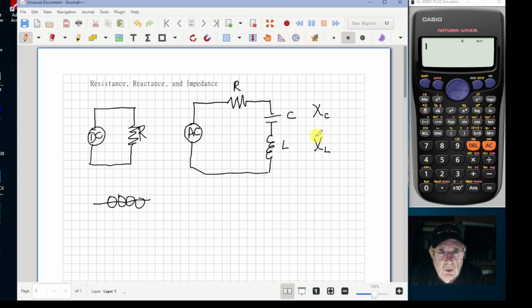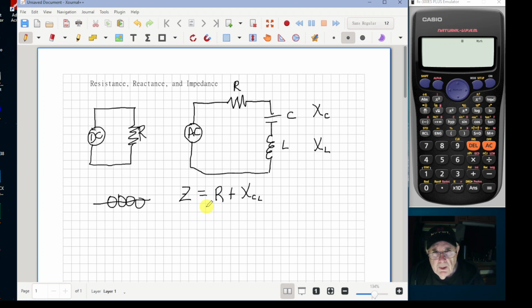So where does that leave us with impedance? Well, impedance, which uses the letter Z typically, is whatever the resistive component is plus whatever the reactive component is. That's the total amount of opposition to the flow. And in an alternating current scenario, that's called impedance.